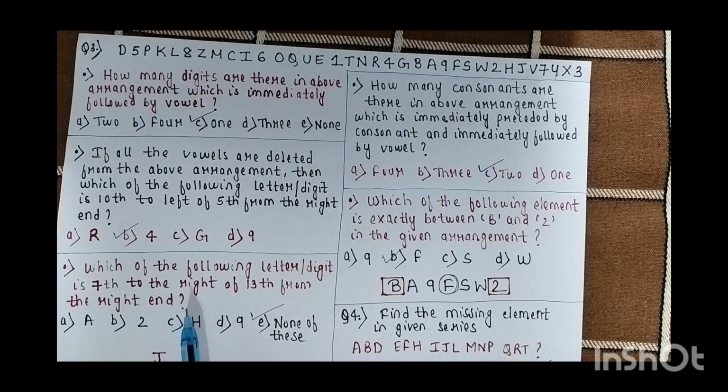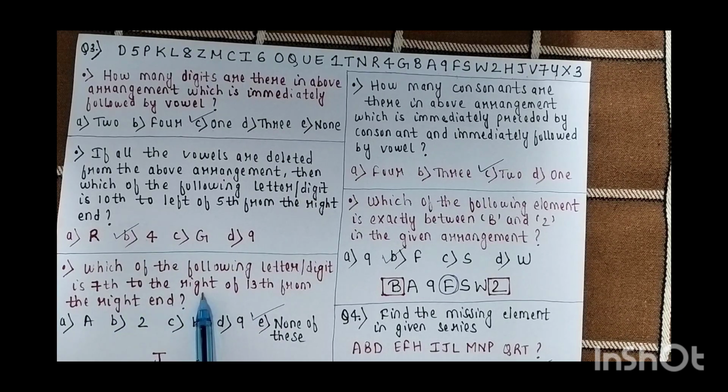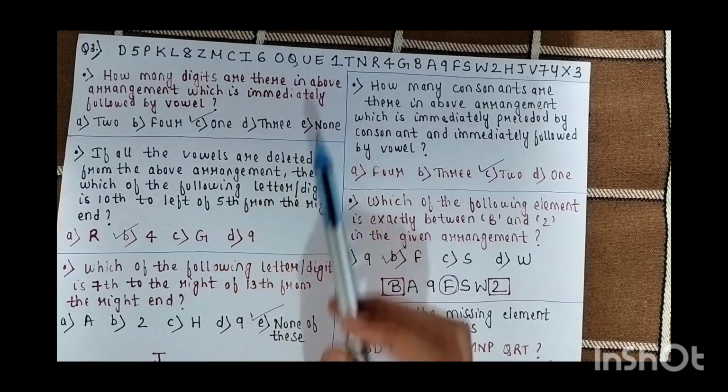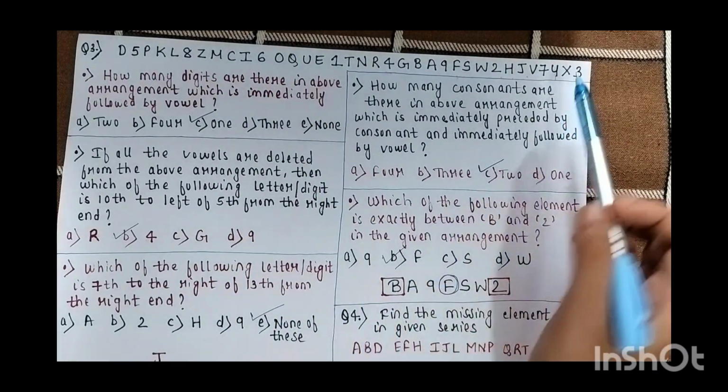Next. Which of the following letter or digit is 7th to the right of 13th from the right end? So what is done here? Right and right. Subtraction will be done. So 13 minus 7 will be, answer will give you J. Okay, that is from the right end.